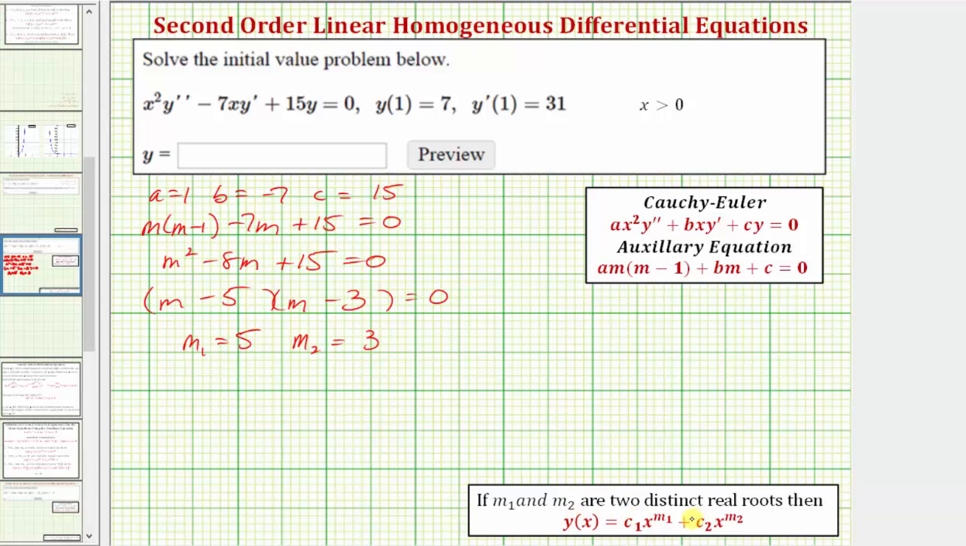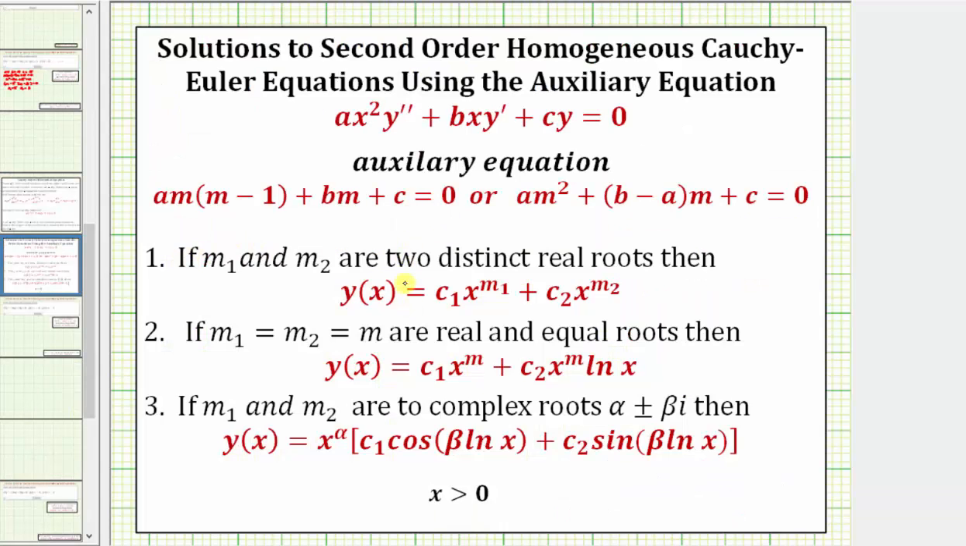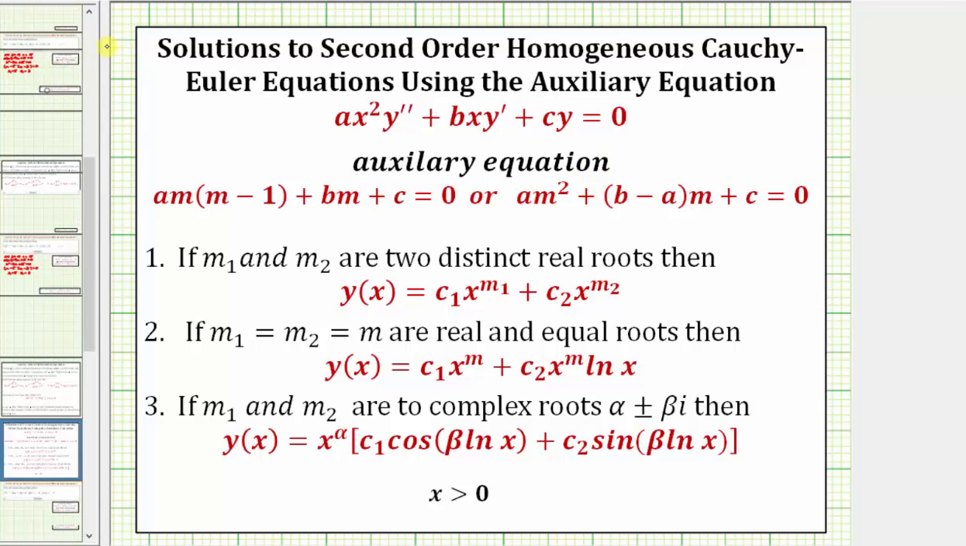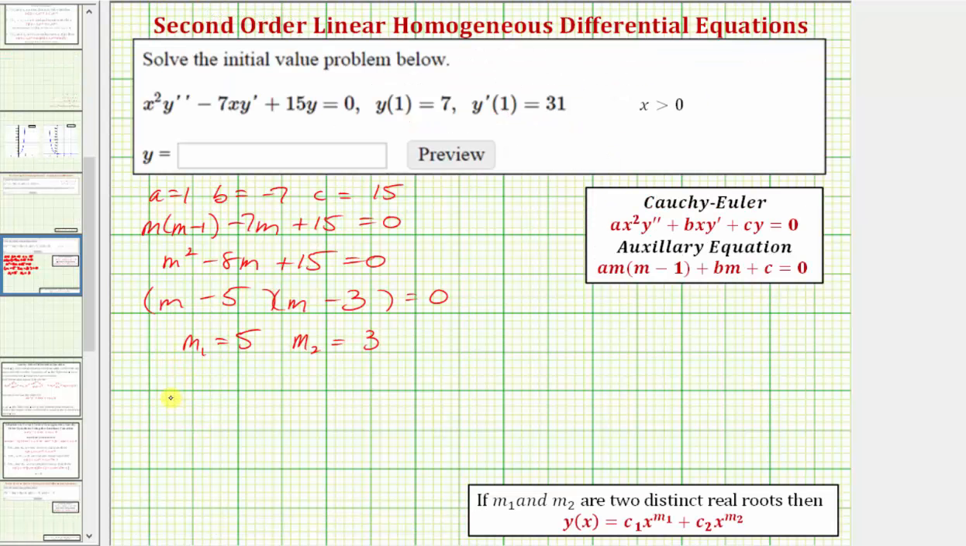So because we have two distinct real roots or solutions to the auxiliary equation, our general solution will be in this form. Referring back to our notes just for a moment, notice how this is case 1 of the three possible cases when solving the auxiliary equation, which means the general solution is y of x equals c sub 1 times x raised to the power of 5 plus c sub 2 times x raised to the power of 3.